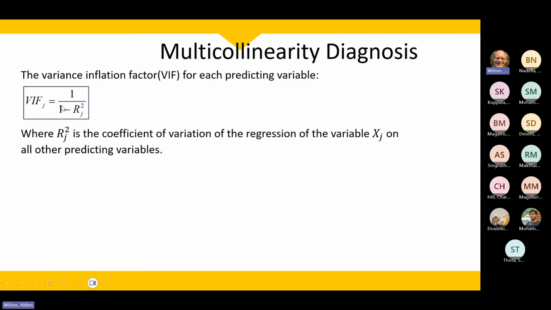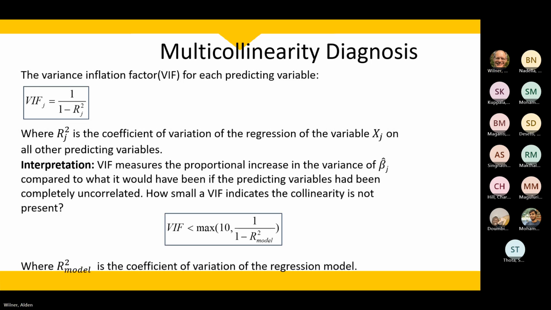The way to calculate that is 1 over 1 minus R squared sub j, where this is for each individual feature variable j. This is how much of the variation of this variable is explained by the other features in the model. So what would have been the value if there had not been correlation? And a good value for VIF is less than the maximum of 10, or 1 over 1 minus R squared of the model, the coefficient of determination of the regression model.